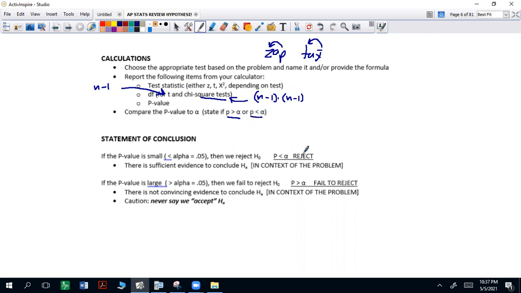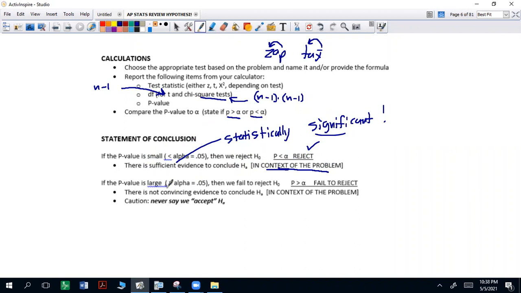So if p is less than alpha, we reject. We have sufficient evidence, statistically significant is a word we use. So statistically significant. So we can make a conclusion, right? We say we can conclude the alternative in context of the problem. So small p-value, we say we have evidence to conclude that the alternative is true.